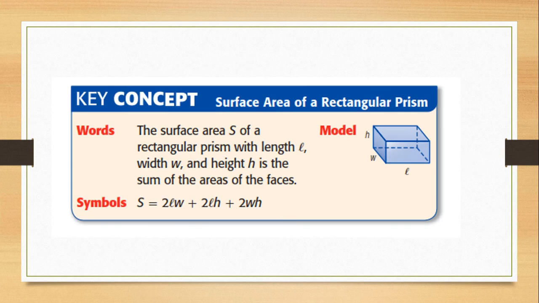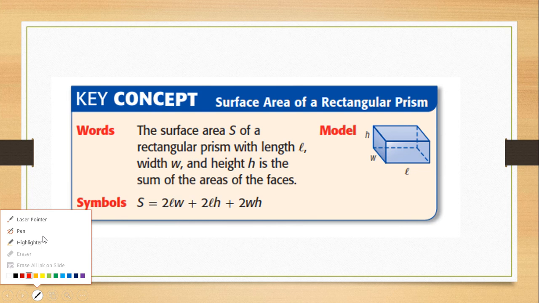First of all, let's get to know the rectangular prism. This is the rectangular prism. We have length, width and height. How can we find the surface area of a rectangular prism?